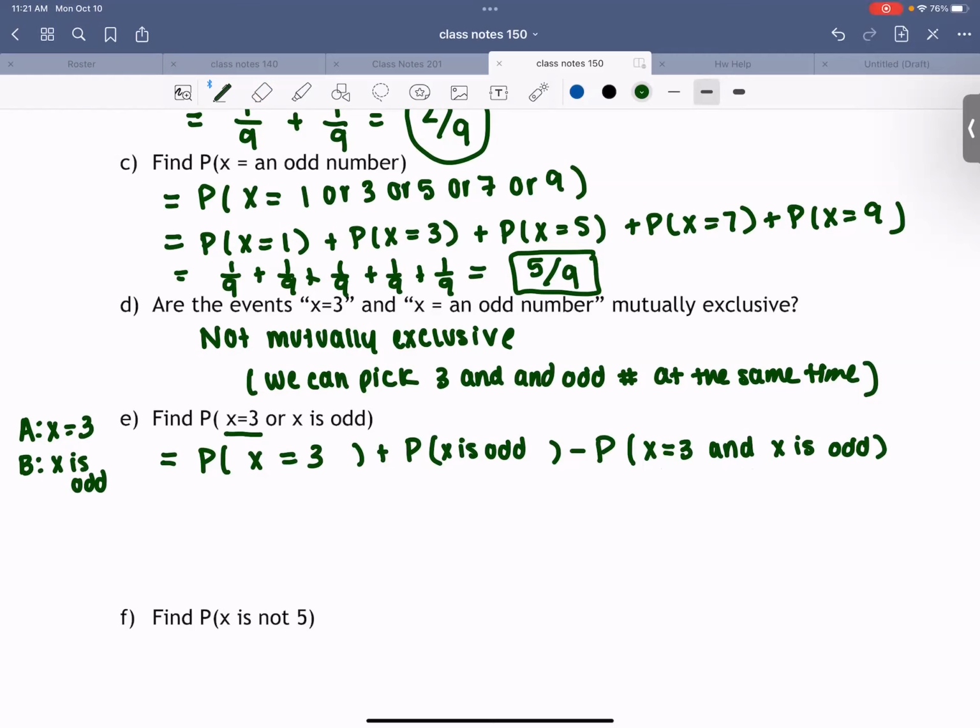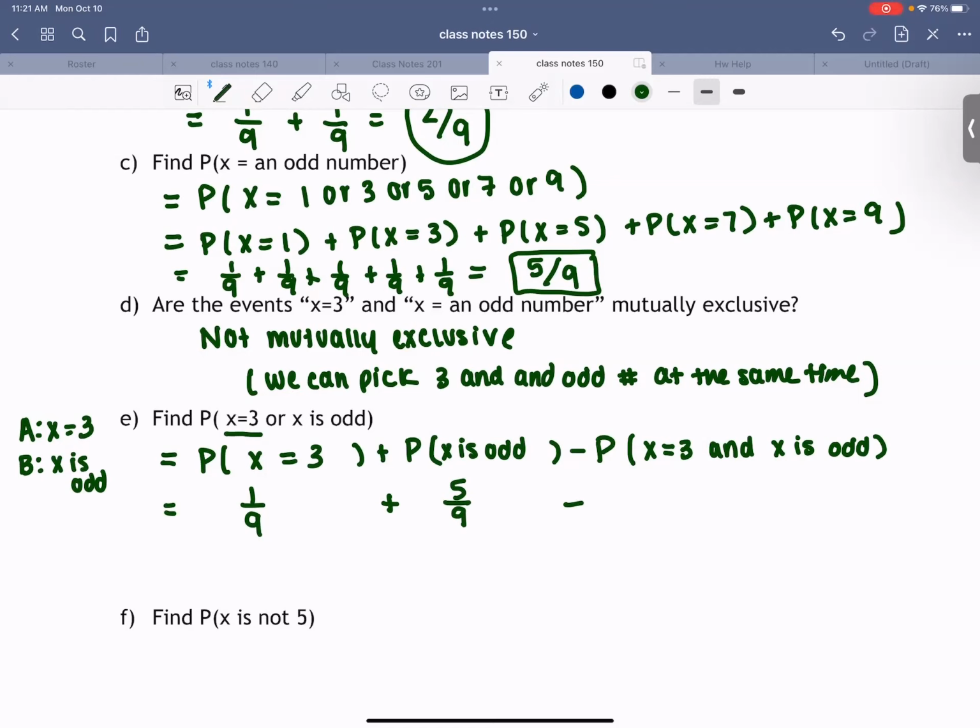Now, this gets a little tricky. The first two are easy because we already found them. What's the probability that x equals 3? 1/9, good. You might want to take a peek at the last question. What's the probability that x is odd? 5/9, right? That was from part C. The last one is a little hard. We want to find the probability that x is 3 and x is odd. What is that essentially asking us to find the probability of? Not just adding them together, Ashley. Not quite.